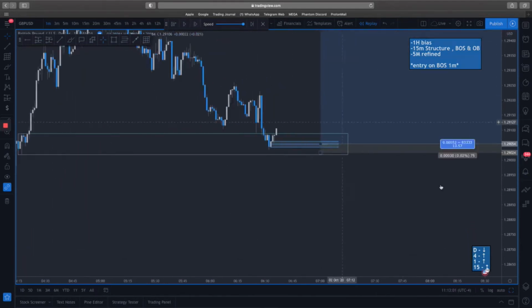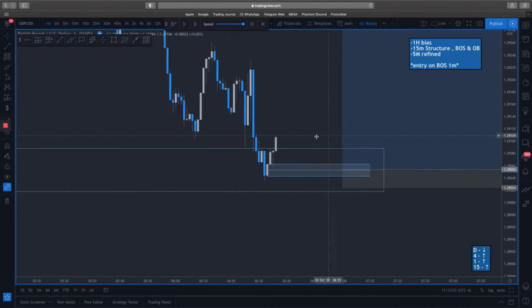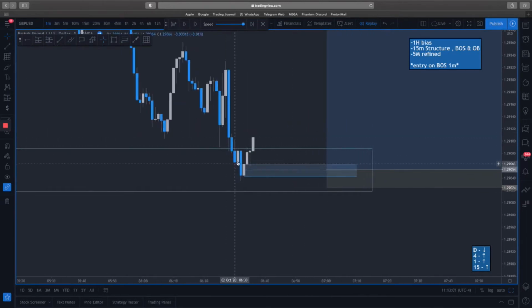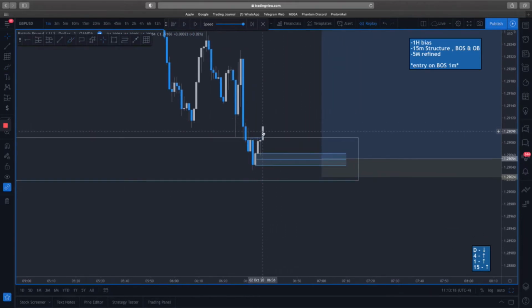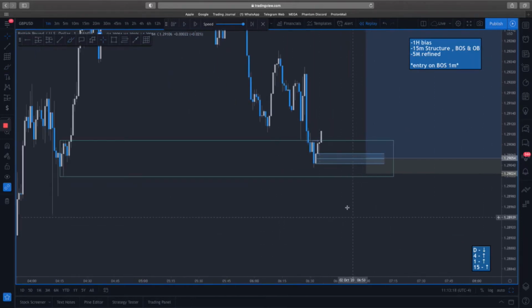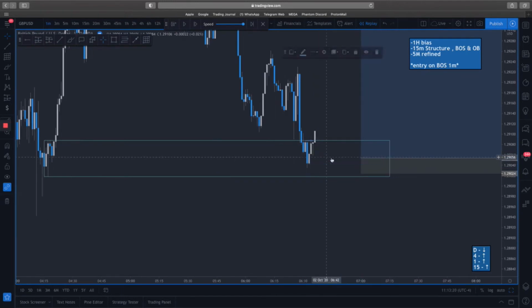Okay, now let's keep playing here. And boom. So as you can see here, we got this very small bit of structure here, a little pullback here, creates this little order block, and then breaks above it. Right? So now that we have the break above, this is valid for an entry now. So I'll just redo this here so you guys grasp it.